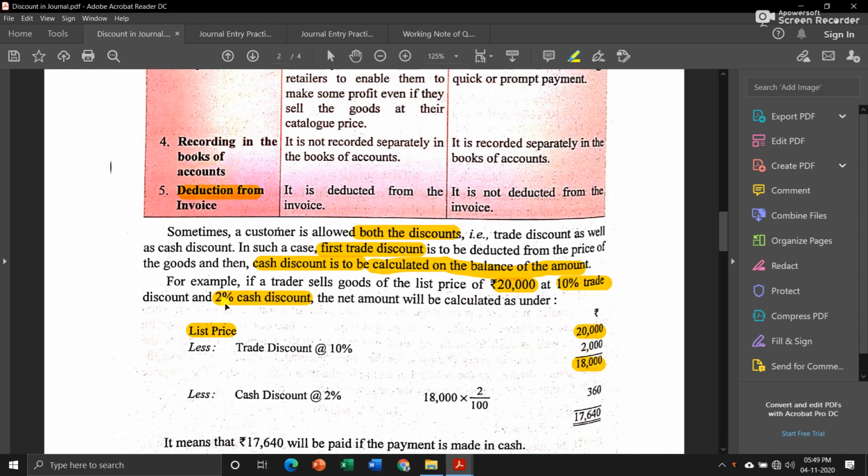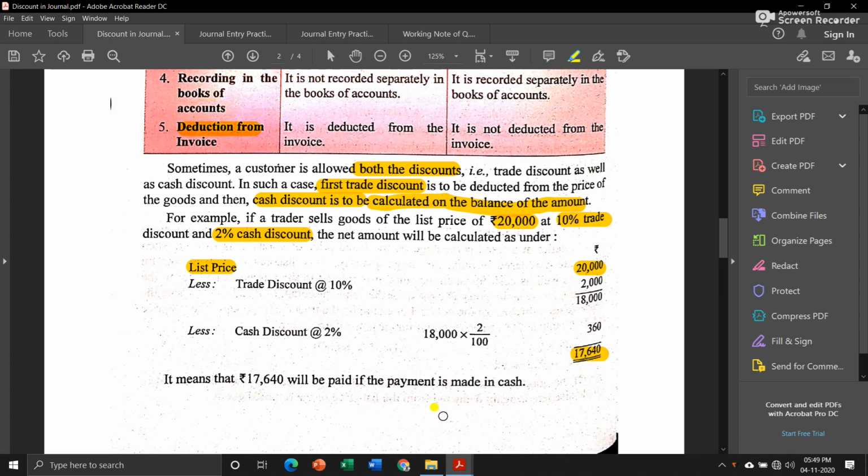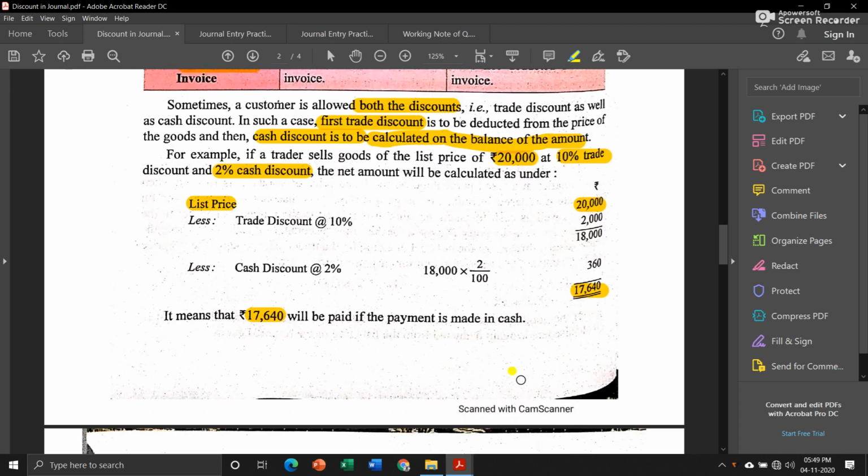Now we have to give cash discount. So this 2% will be calculated on this remaining 18,000 and not on 20,000. Remember that while in exam as well. So we will find out 2% of this 18,000, we got 360, and after deducting this 360, we got total amount 17,640. So it means that 17,640 will be paid if the payment is made in cash.